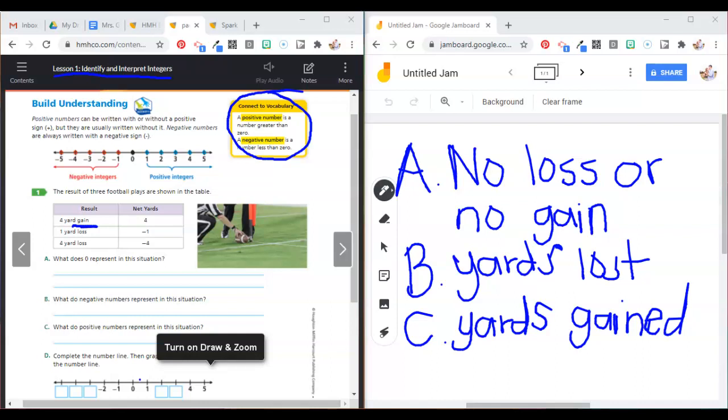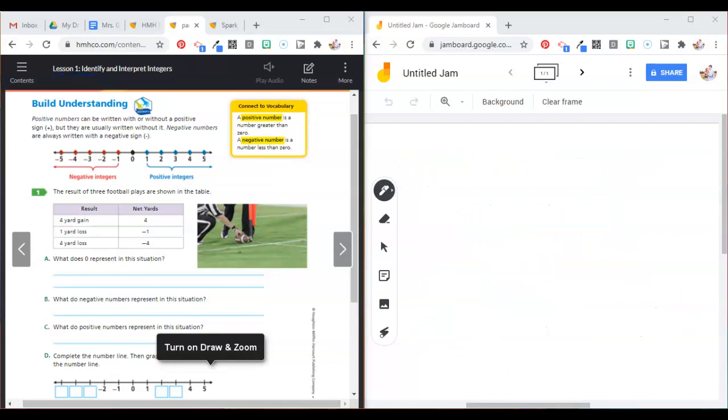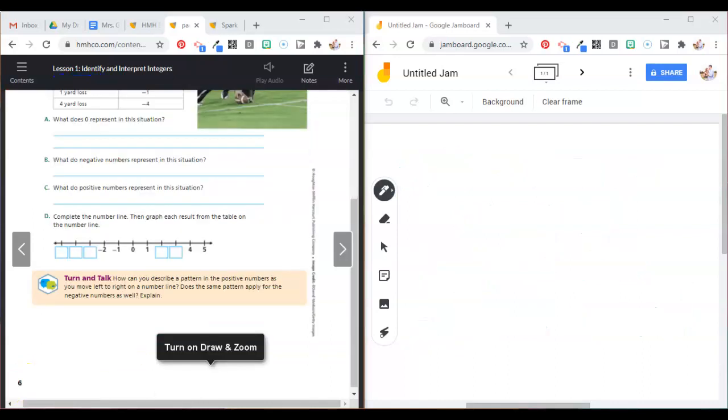Then we're going to come down here and look at the very bottom. What it wants us to do is find D, complete the number line. Then graph each result from the table on the number line. So we're going to use the numbers up here: 4, -1, and -4. But before we can graph those, we have to write them on here. So I'm going to zoom in a little bit so we can see it better.